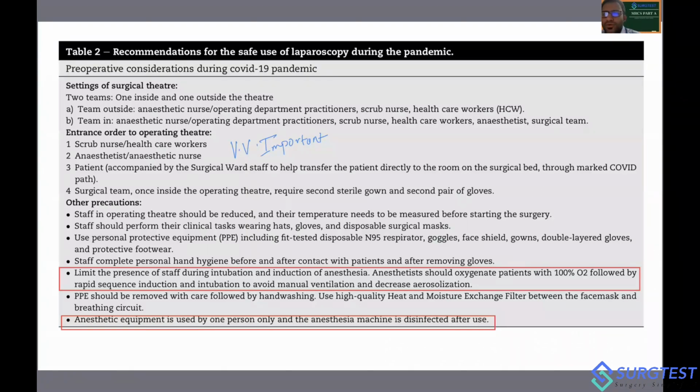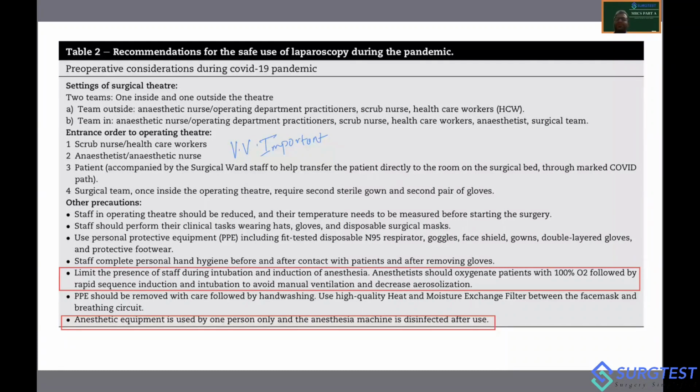Two main concepts which they suggest is there should be two teams. One team outside, including an anesthetic nurse, OT department practitioners, scrubbers, and healthcare workers. You don't need to have doctors outside. The team inside should have healthcare workers, anesthetists, surgical team, and technicians.